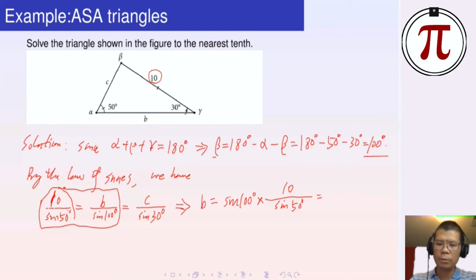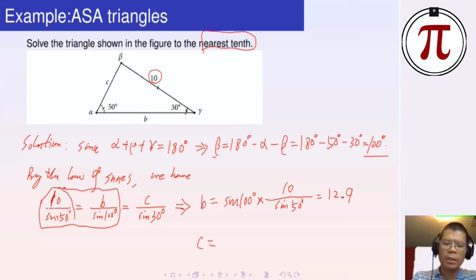But this problem is already given a specific rounding accuracy, so we just round to the nearest tenth. So what would that be? 12.9. Okay, B is 12.9. So what about C?